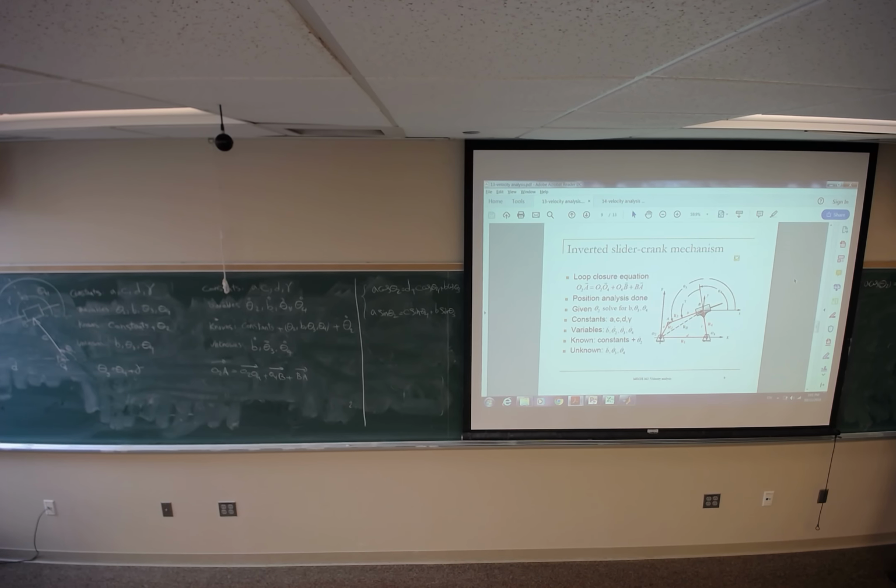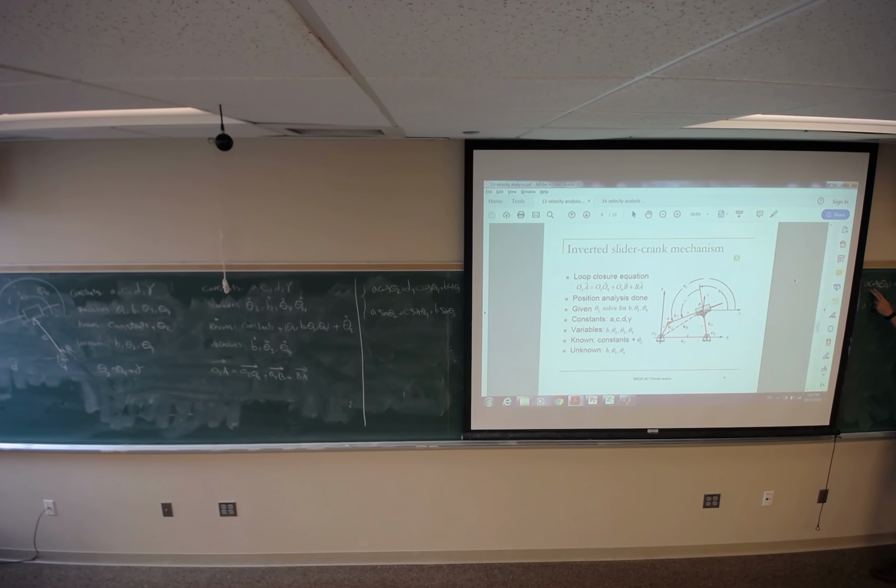I replace theta 3 by theta 4 plus gamma. A sine of theta 2 equals C sine of theta 4 plus B sine of theta 4 plus gamma. These are the x and y components of the vector loop equation. I just need to differentiate both sides.